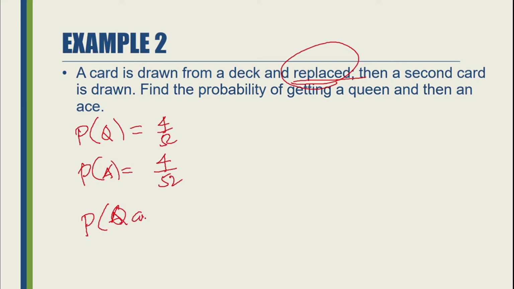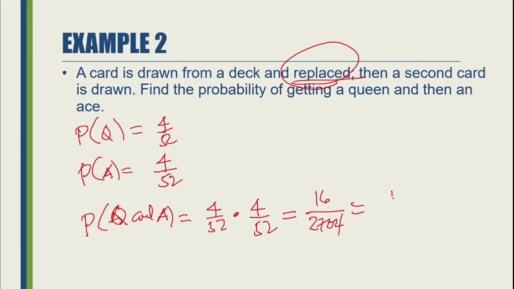So therefore, the probability of queen and ace is equal to 4 over 52 times 4 over 52, since it is being replaced. So the event and the sample space will not be affected. Therefore, we have 16 over 2704, and we have to simplify this one. Based on the calculator, we have 1 over 169. So that is the probability of getting a queen and then an ace. That is example number 2.